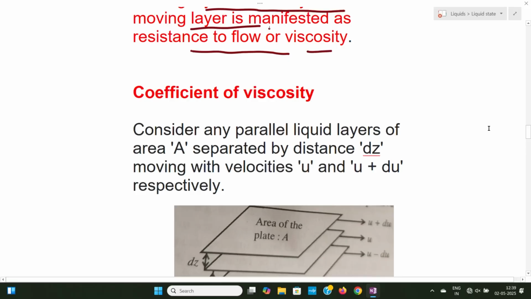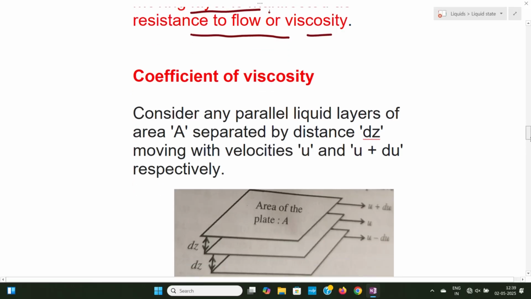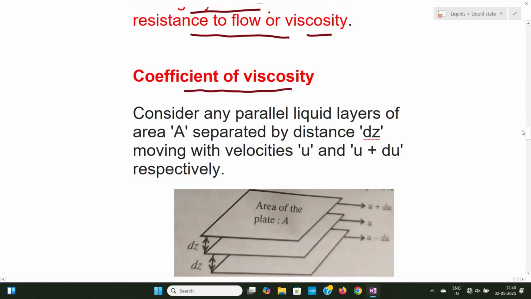Now we move on to the coefficient of viscosity, another aspect of viscosity. Here we consider two parallel liquid layers.